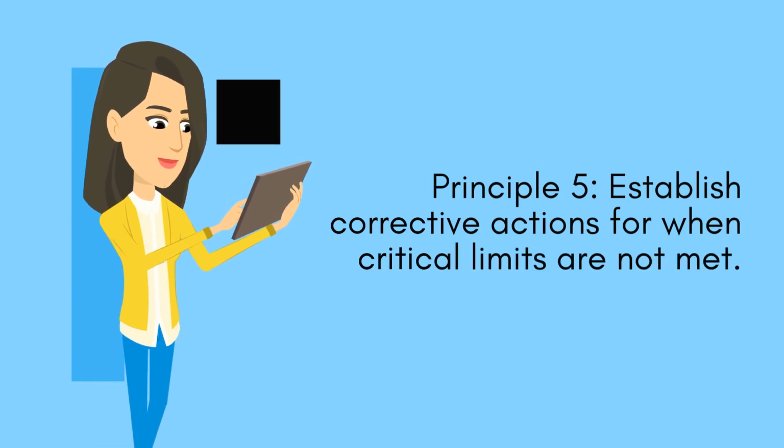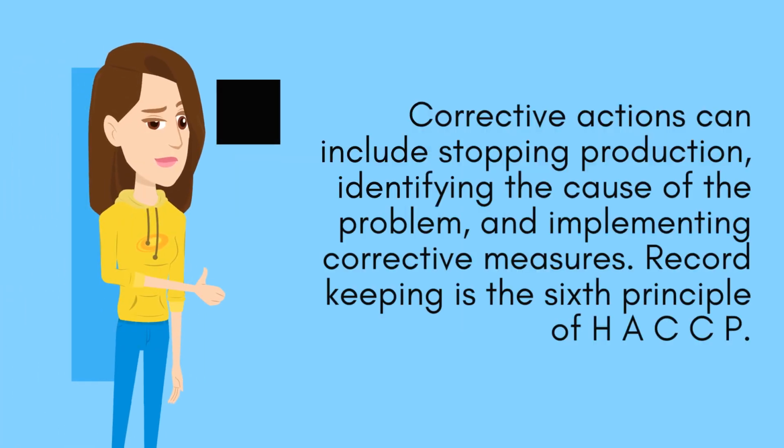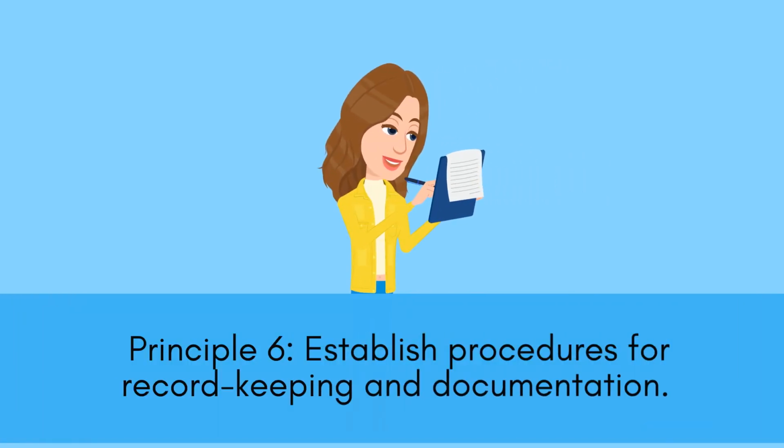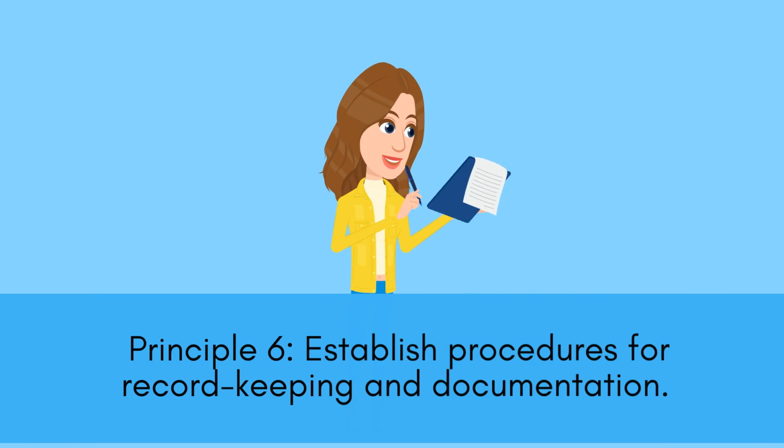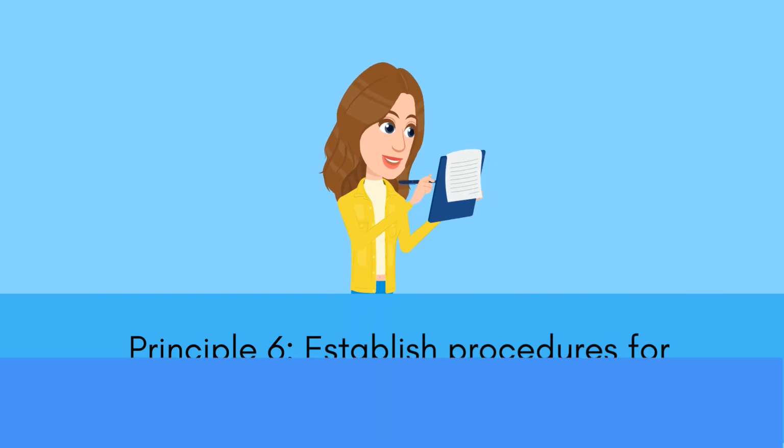Principle 5. Establish corrective actions for when critical limits are not met. Corrective actions can include stopping production, identifying the cause of the problem, and implementing corrective measures. Record keeping is the 6th principle of HACCP. Principle 6. Establish procedures for record keeping and documentation.